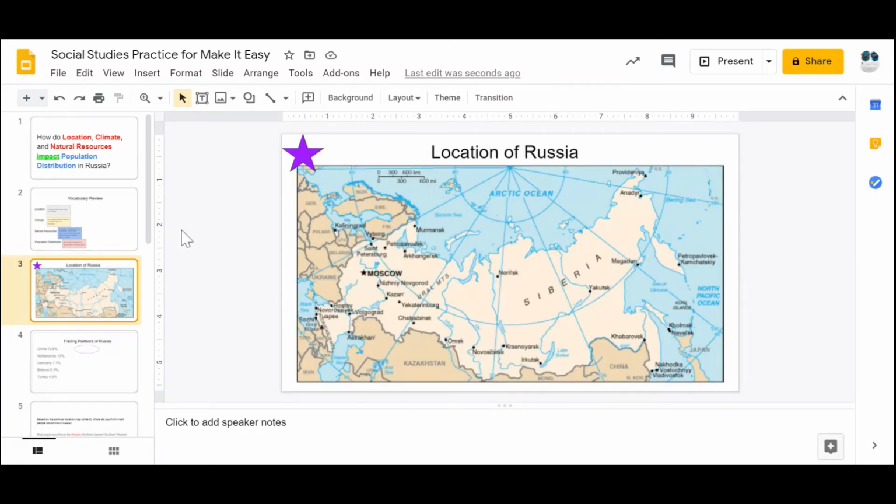So now we have to drag the star to the place where we think people would mostly live in Russia. I definitely think that people would live in Moscow, Russia, because that is the capital of Russia, because there's already a star here. So that's how we know that that's the capital of Russia, and we're just gonna put the star right here next to Moscow.